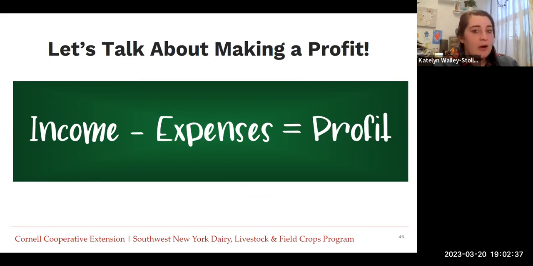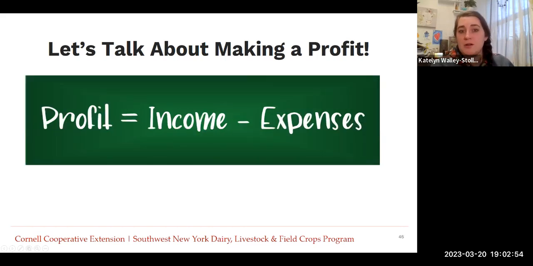So we are a farmer, we sell products, it costs us money to raise those products. And hopefully at the end of the day, if we take our income and we subtract our expenses, there's money left over for a profit. So it's as if earning a profit is out of our control. But this isn't true. So I would encourage you to think about the profit equation like this. Profit equals income minus expenses.